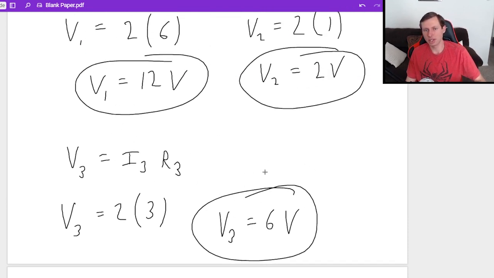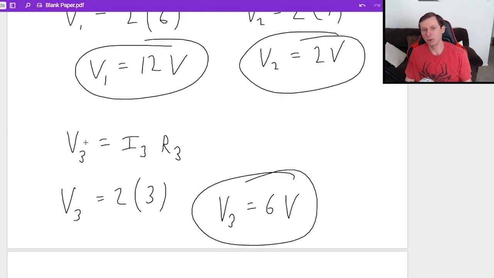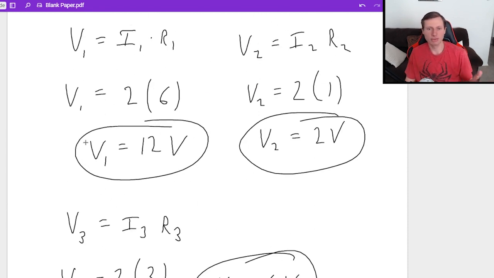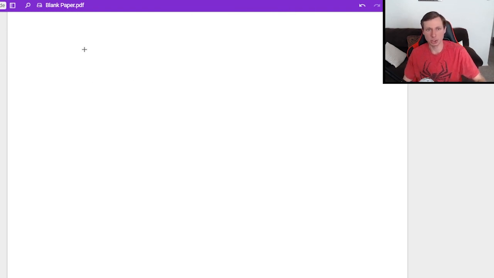Now, notice something here. If I add these three voltages together, 12 plus 2 plus 6, that gets me to 20 volts, which is exactly the same as the original battery. Is that a coincidence? No. Since all of these resistors are in series, they have to add together to 20 volts. And now the only thing left to find, we found all the currents, we found all the voltages. The only thing left to find is the power in each resistor.